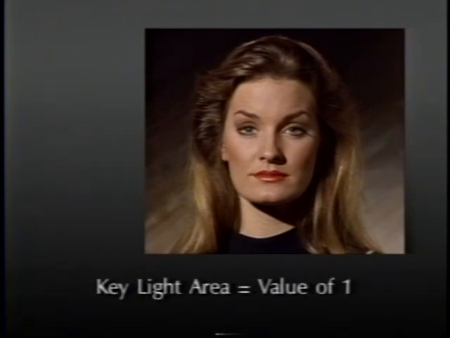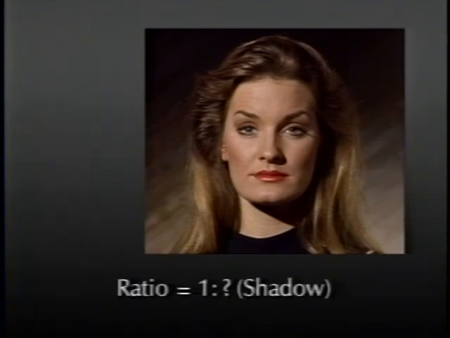For the purpose of simplifying the idea of lighting ratios, let's consider the proper exposure of the subject's key light area as the value of 1, and hereafter all other measured values will be related to the value of 1. This way, we are always sure that the number 1 represents the subject's proper exposure from the main lighting source. The number following 1 represents the shadow value.